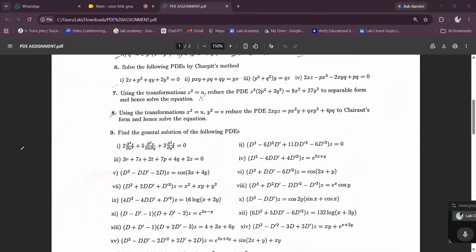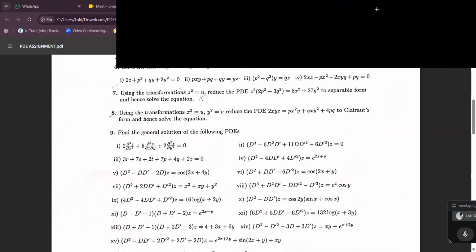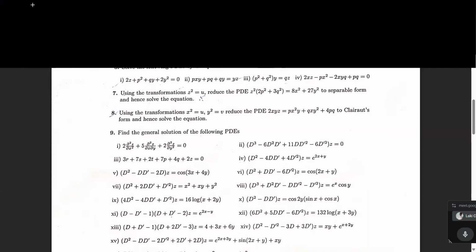See question number 6.1. I will do question number 6.1. You will try 6b 2. Okay. In 6.1, 2z plus p square plus qy plus 2y square is equal to 0. Right?